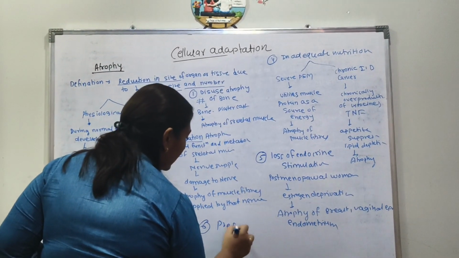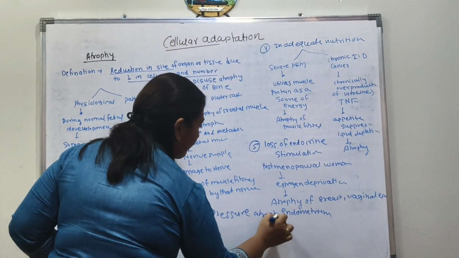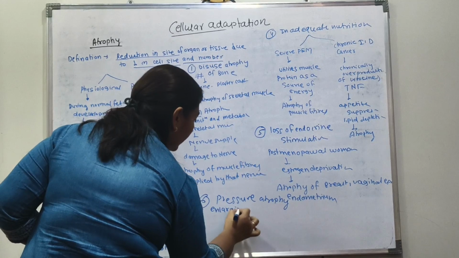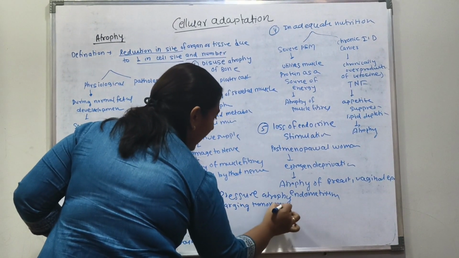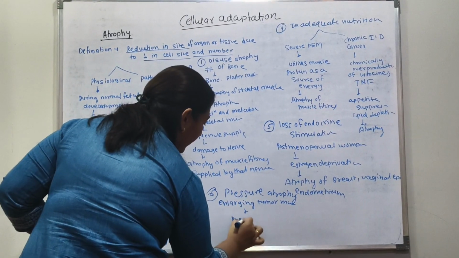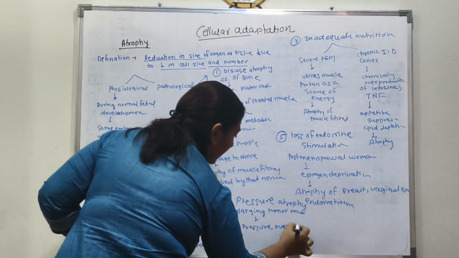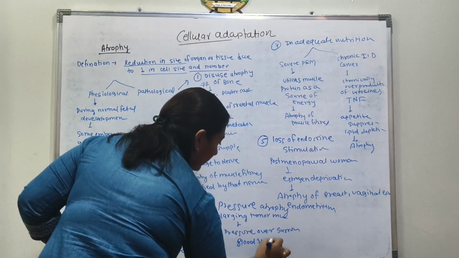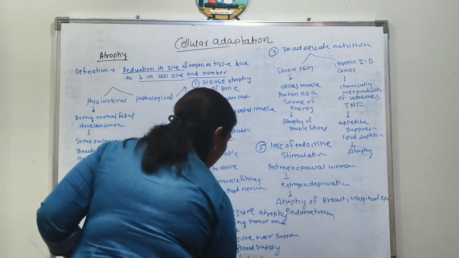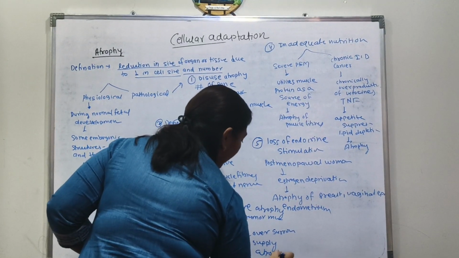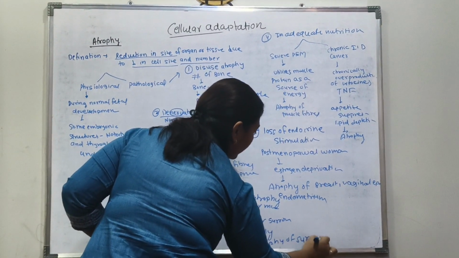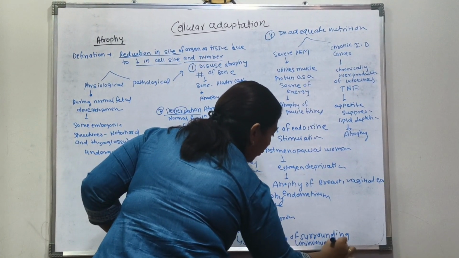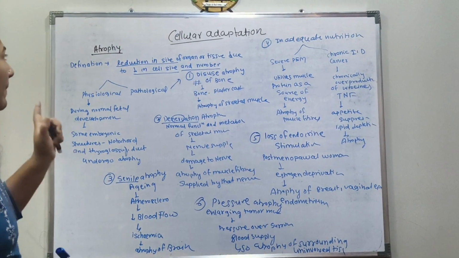Then the sixth one is pressure atrophy. For example, when there is an enlarging tumor mass, which causes pressure over the surrounding blood supply, there is atrophy of the surrounding uninvolved tissue. Okay, these are the various causes of pathological atrophy.